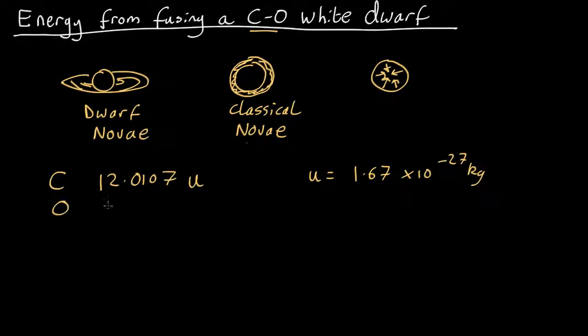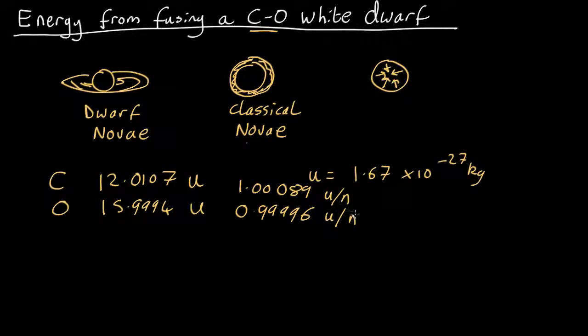Oxygen has very similar atomic mass, so it's 15.9994. So there are 12 nucleons, 6 protons and 6 neutrons here, whereas there are 16 nucleons, 8 protons and 8 neutrons there. So this gives a mass per proton or neutron, which is per nucleon, of 1.00089 U per nucleon. And here it's 0.99996 U per nucleon, so very similar.